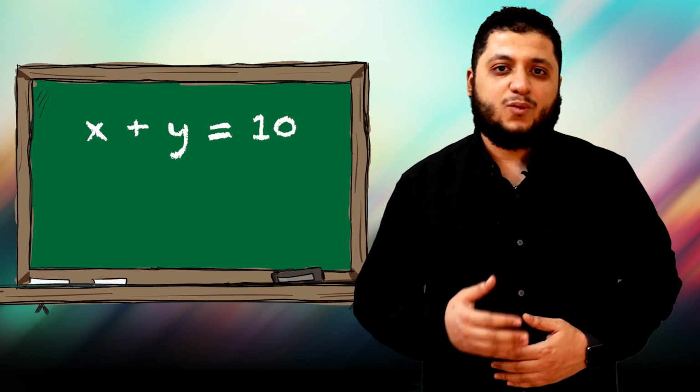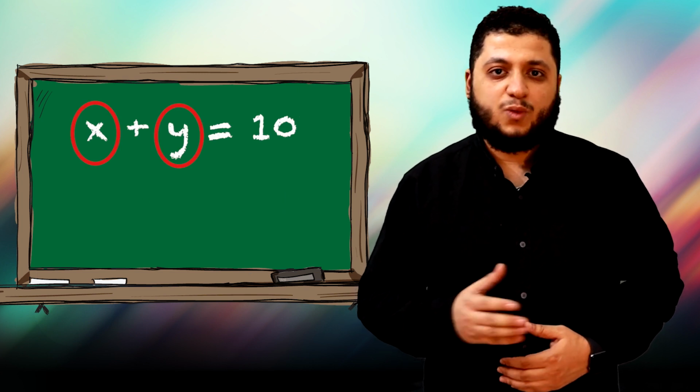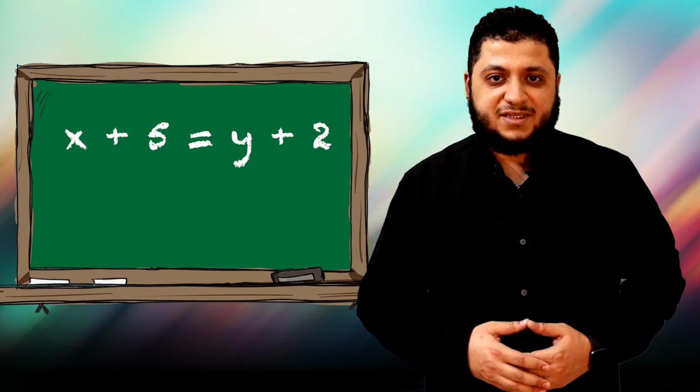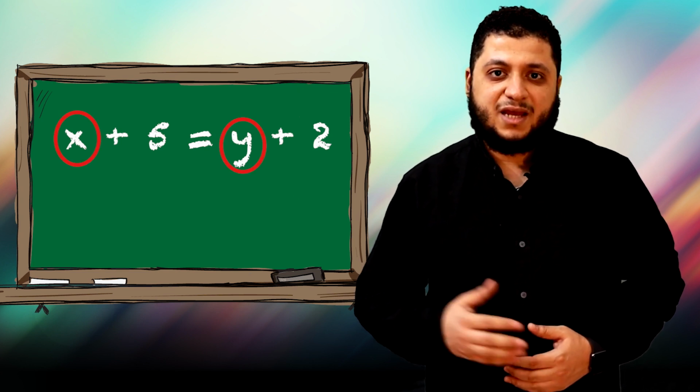x plus y equals 10. It has two variables on one side. x plus 5 equals y plus 2. This equation has variables on both sides.